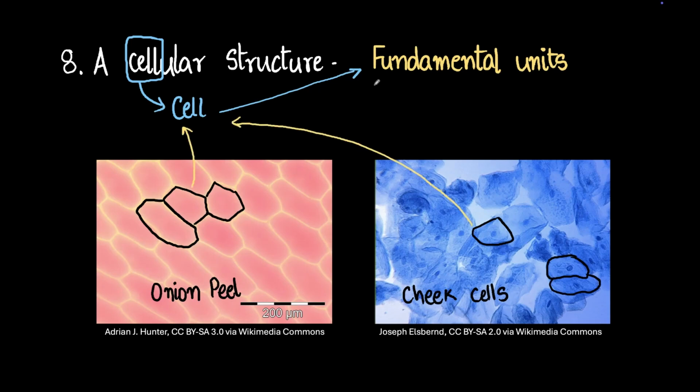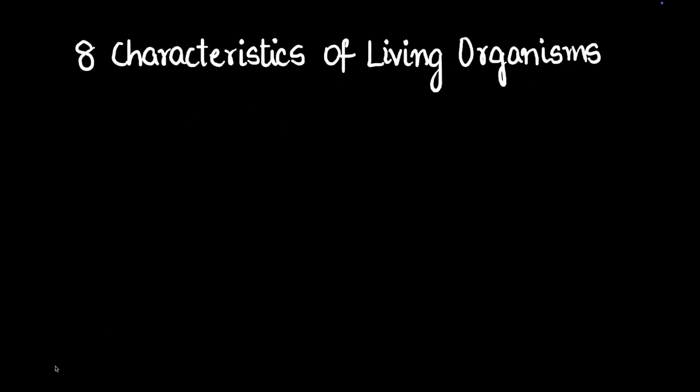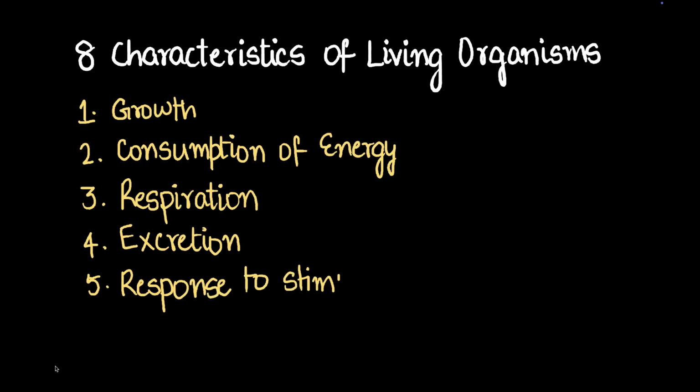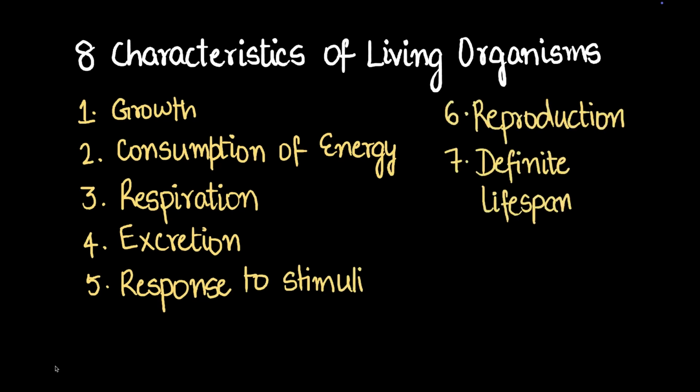All living organisms are made up of fundamental units called cells. And that is a characteristic of all living organisms across the world. Okay, so to summarize, the 8 characteristics exhibited by living organisms are growth, consumption of energy, respiration, excretion, response to stimuli, reproduction, a definite lifespan, and a cellular structure. That's it for this video.